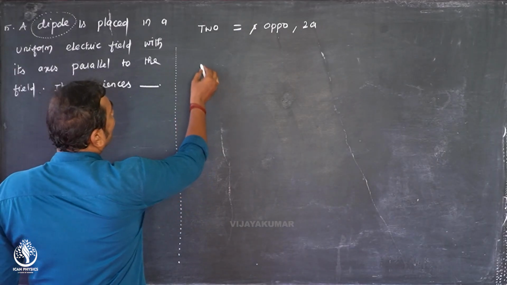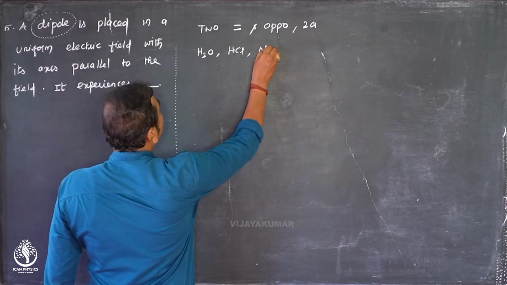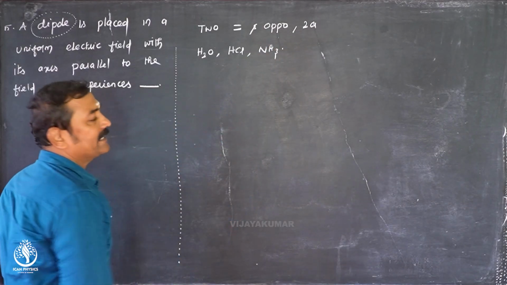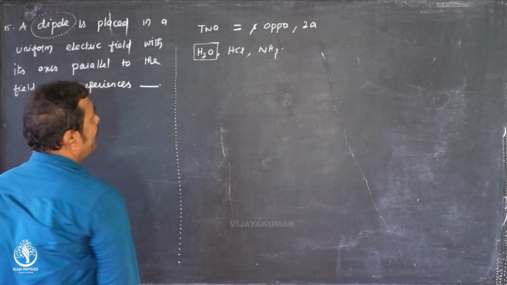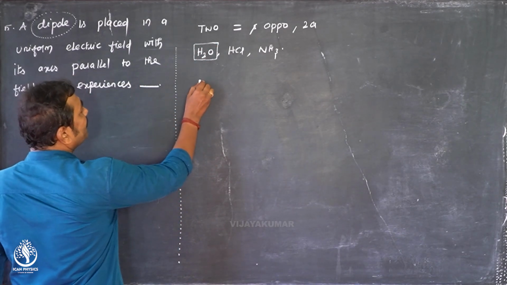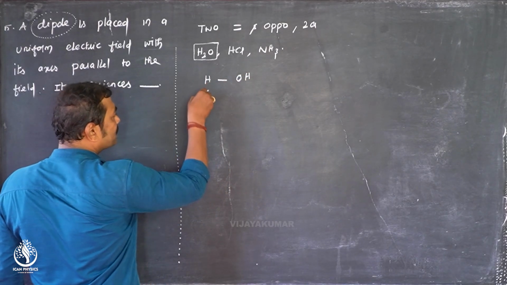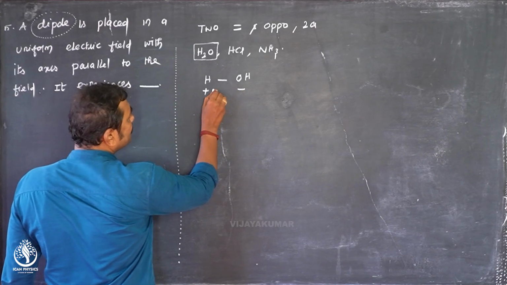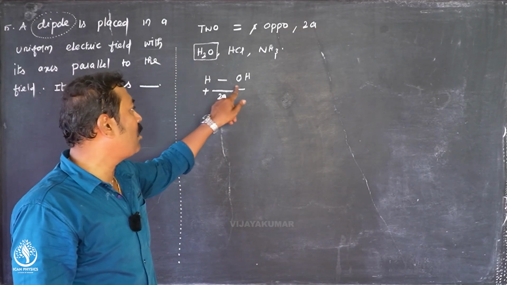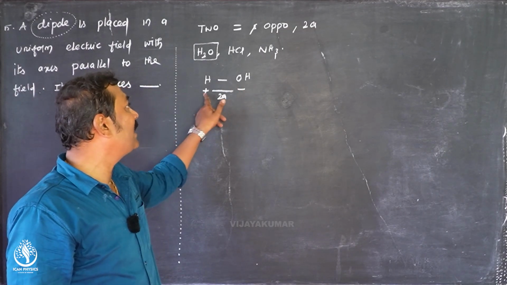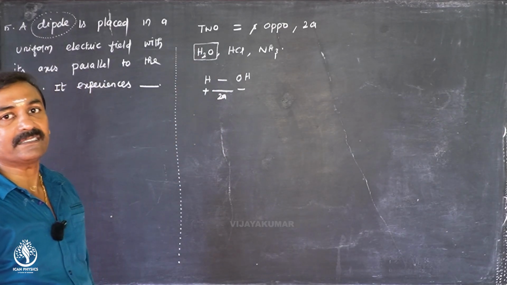Give examples: H2O, HCl, NH3 are examples of electric dipoles. So how can you say that H2O is an electric dipole? When we split H2O, it becomes H bond OH. So H has a positive charge, OH has a negative charge, and the bond length is 2a. How many positive? One. How many negative? One. So two equal and opposite charges separated by a small distance constitute an electric dipole.